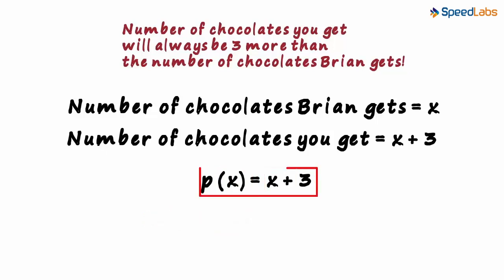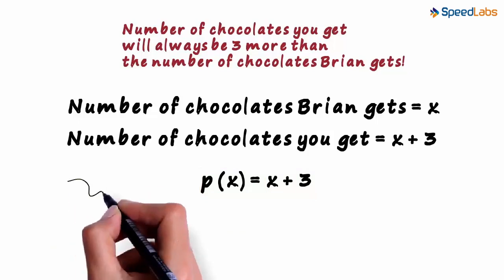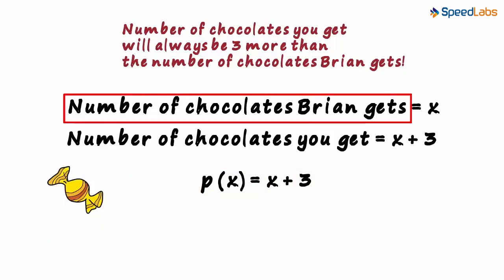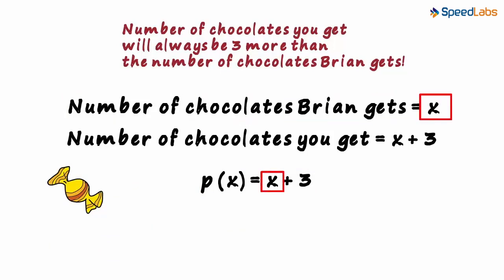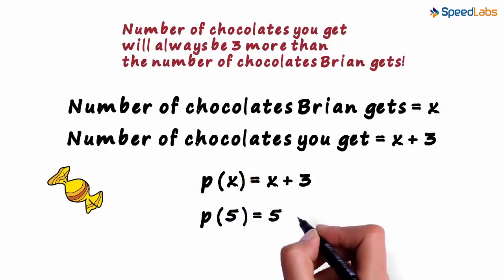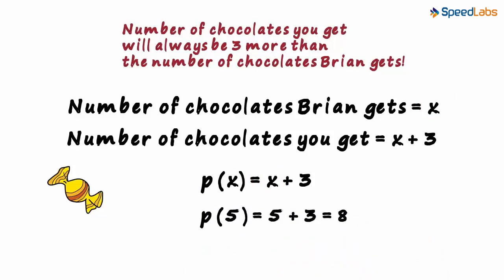Why do we need this polynomial? It's because that's what we are concerned about. It boils down to how many chocolates you get. The number of chocolates Brian gets will be put in place of x, and what answer you get will be the number of chocolates you have. If Brian gets 5 chocolates, you will have 5 plus 3, which is 8 chocolates. If Brian gets 10 chocolates, you will get 10 plus 3, which is 13 chocolates.